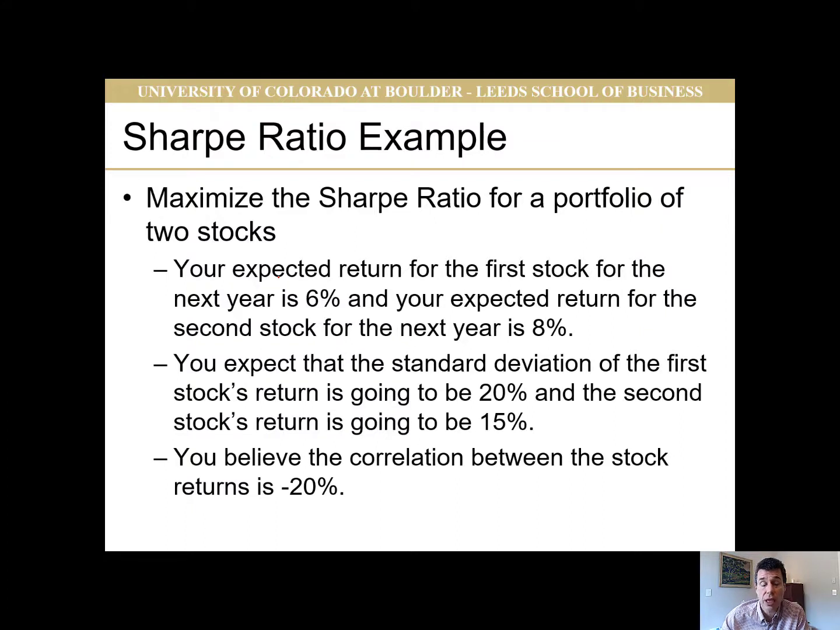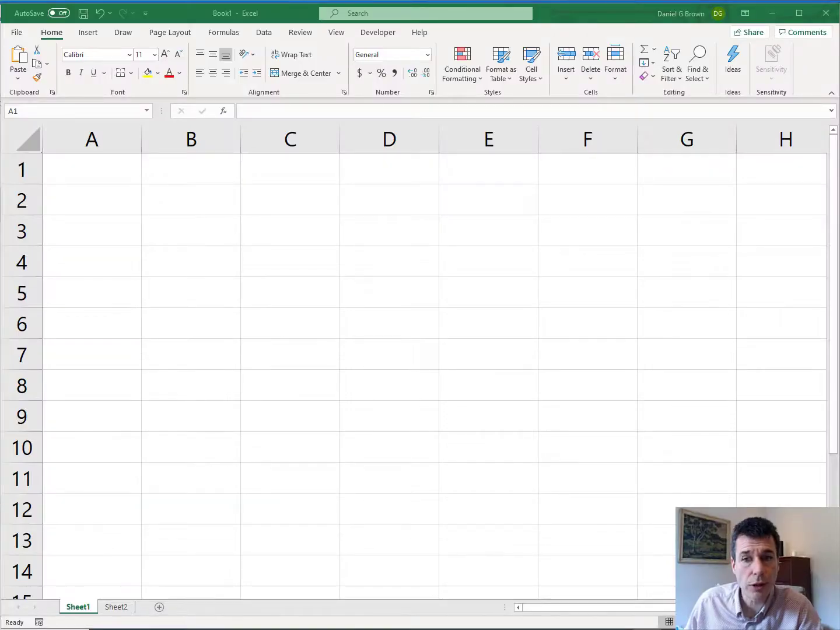So we have 2 stocks. The expected return for the first stock is 6%, and the expected return for the second stock is 8%. The standard deviation of the first stock's return is 20%. The standard deviation of the second stock's return is 15%. And you believe the correlation between the stocks' returns is negative 20%. Okay, so let's go put this into Excel and let's take a look at what's going on. We are going to put our data into our Excel spreadsheet.